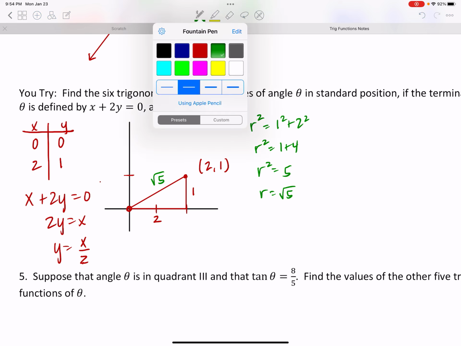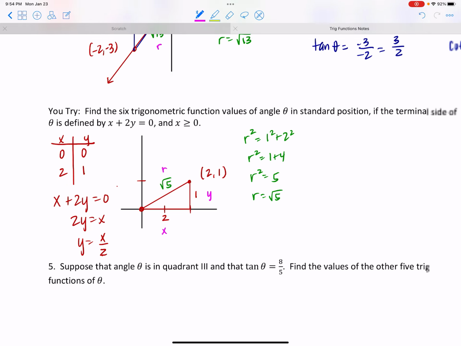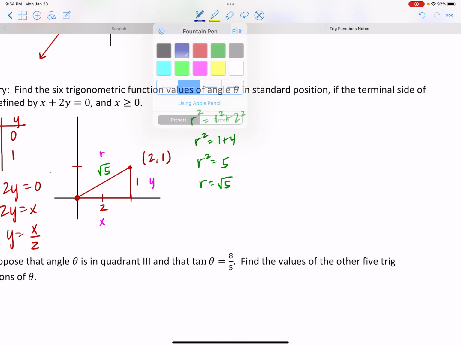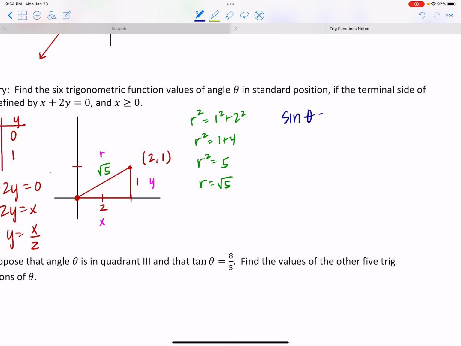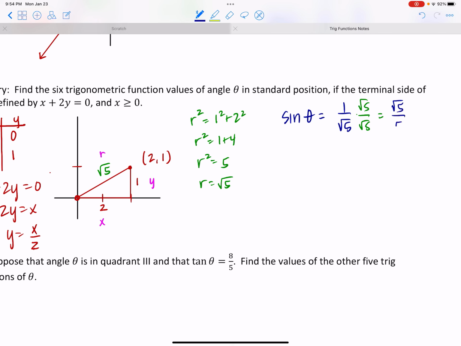And now I have everything I need. I have my value for r, my value for x, my value for y. I can write all 6 trig functions. So the sine is y over r, so 1 over radical 5. Rationalizing this by multiplying by radical 5, we end up with radical 5 over 5. Cosine is going to be x over r, that's 2 over radical 5. So this would be 2 radical 5 over 5.